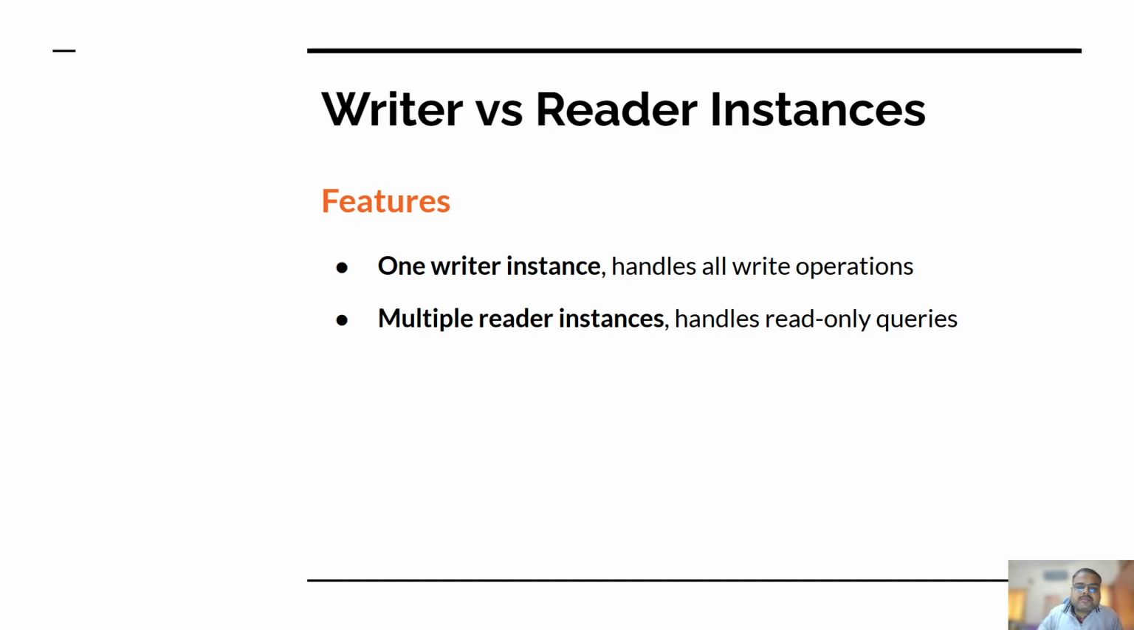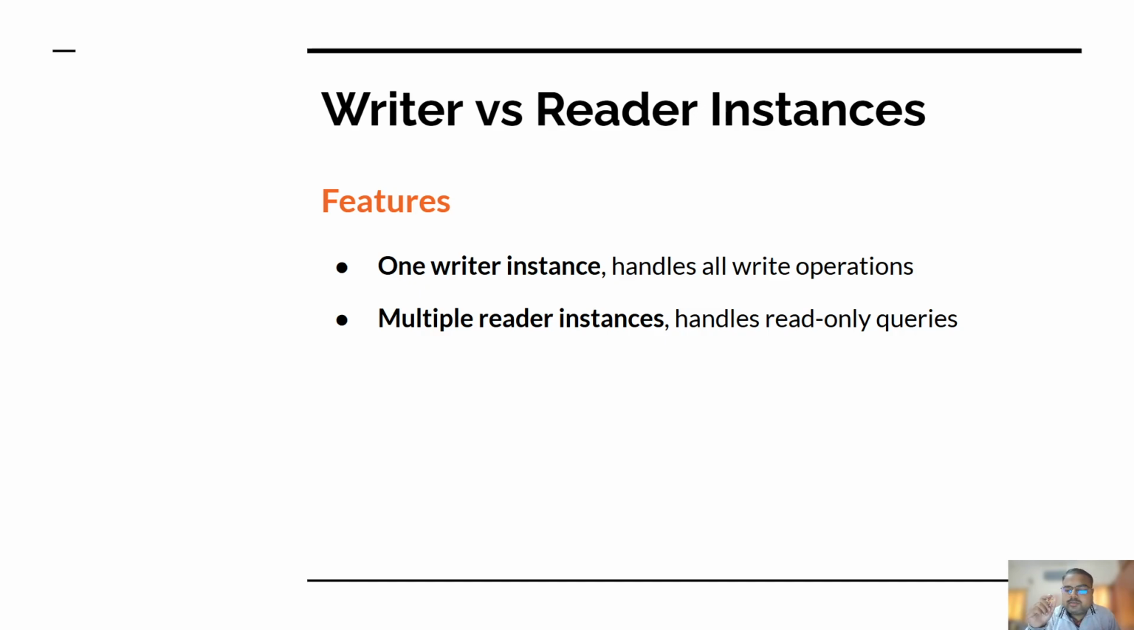Now the slide talks about writer versus reader instances. Indeed, there are some differences between the two. So let's clearly compare writer and reader instances. The writer instance is responsible for all write operations, schema changes, and transactions. There is always one writer at a time in an Aurora cluster. Reader instances, on the other hand, handle read-only queries, can scale horizontally, and improve availability and performance. So these are some features of the reader instance.